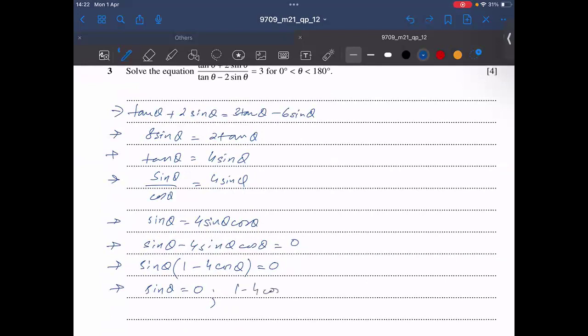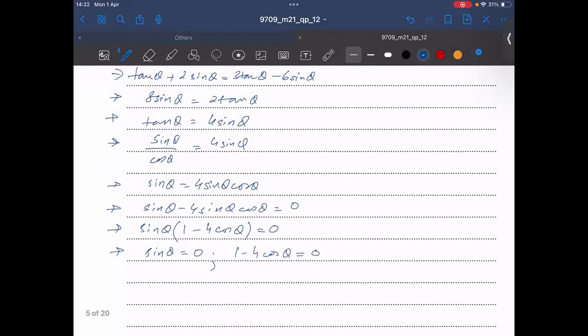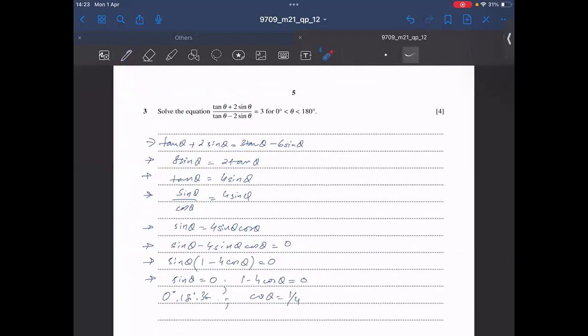Then you have the other equation, that is 1 minus 4 cos theta equal to 0. Now, from here, you're going to have cos theta equals 1 over 4. Although if you're going to solve this equation sin theta equal to 0, you need to get values at 0, 180 degrees, 360 degrees, and so on like that. And we have the domain as 0 to 180, so the solutions of this equation are going to be 0 and 180 degrees. But because we don't have an equal to sign over here, we're not going to include 0 degrees and 180 degrees.